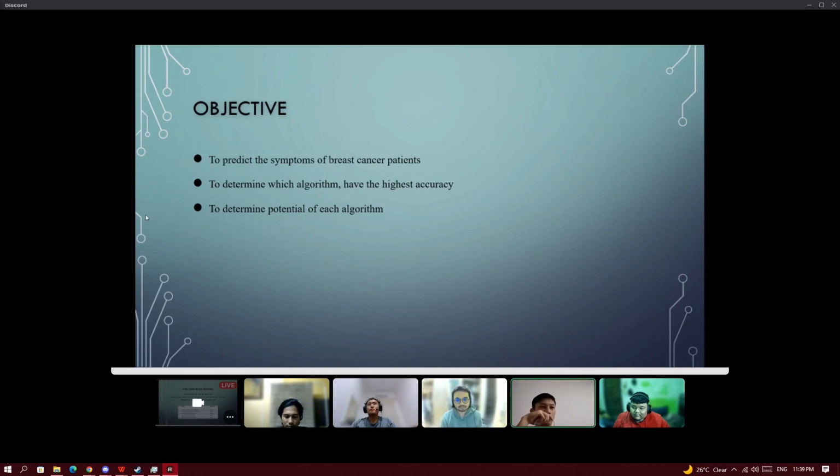Okay, for the objectives, we have 3 over here. The first one is to predict the symptoms of breast cancer patients. The second one is to determine which algorithm has the highest accuracy, and the third one is to determine the potential of each algorithm.